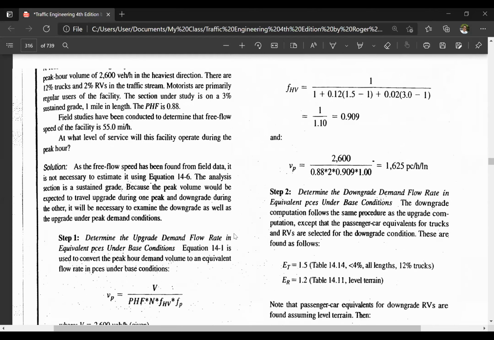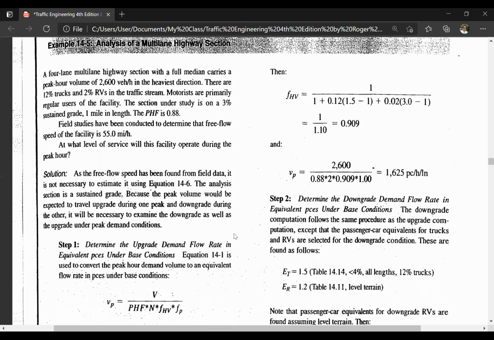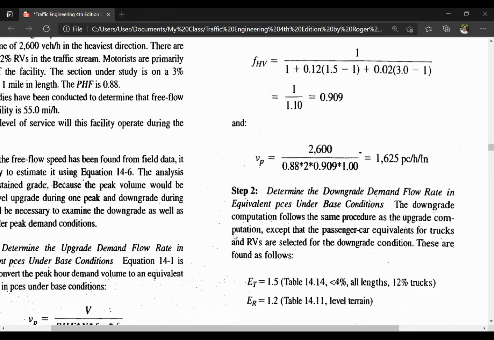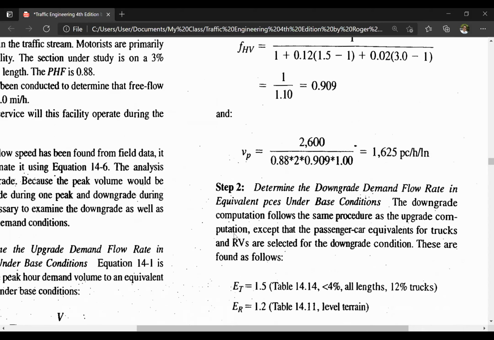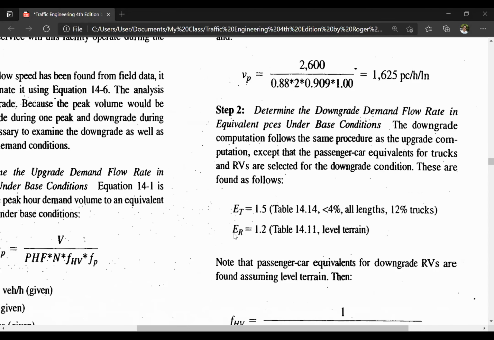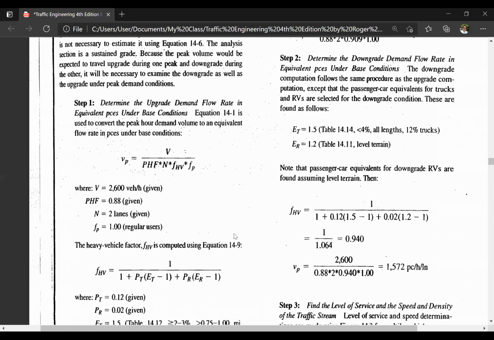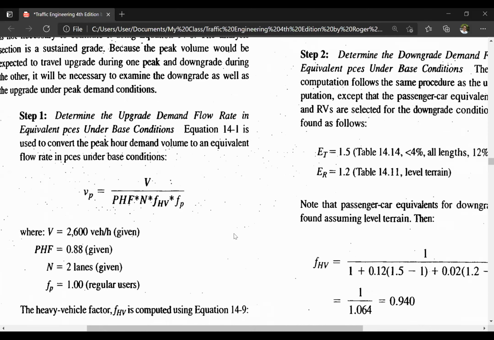Now you can find the FHV, which is 0.909. Now you can find vP, which is 1,625 passenger cars per hour per lane. That is for the upgrade.